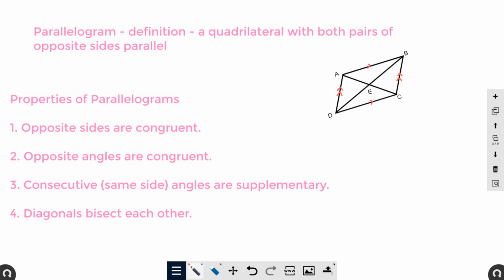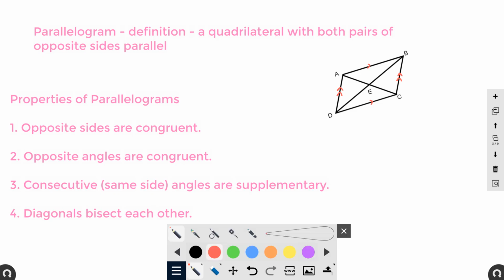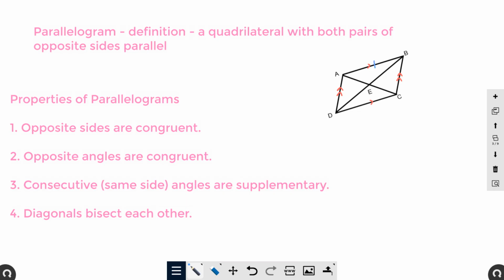Now, we measured with our rulers and found these properties. The first one: the opposite sides are congruent. If I wanted to mark that in my picture, AB is equal to DC and AD is equal to BC. So the sides that are parallel are also congruent in length, so we can set those equal to each other.